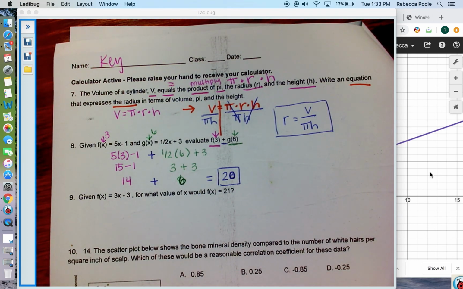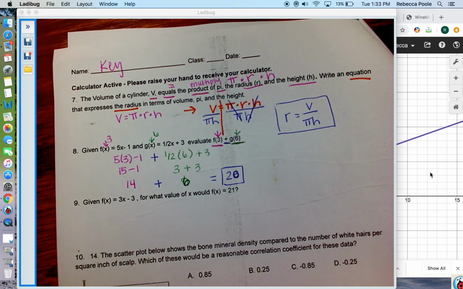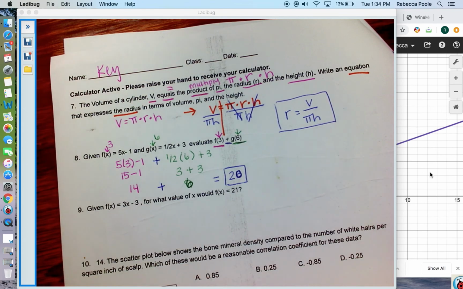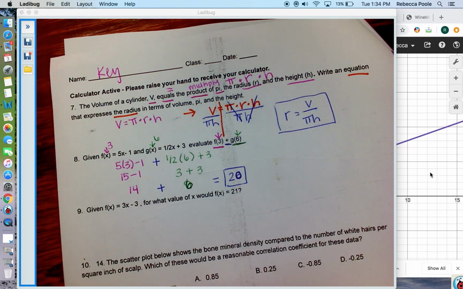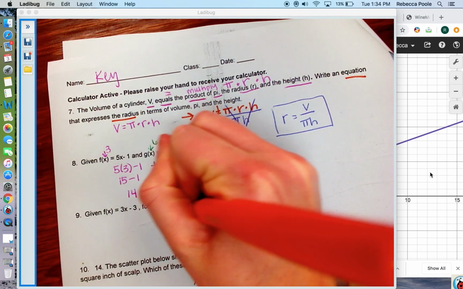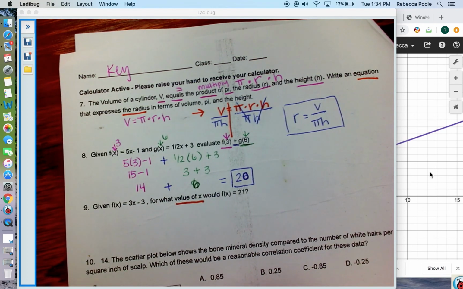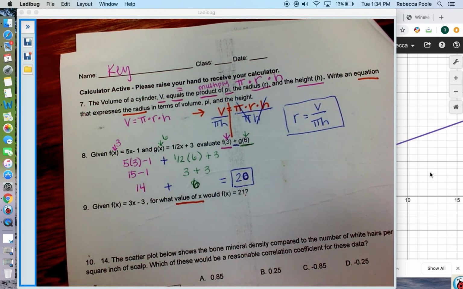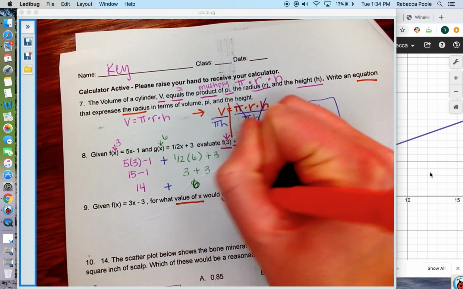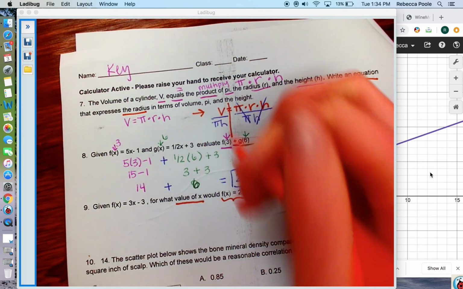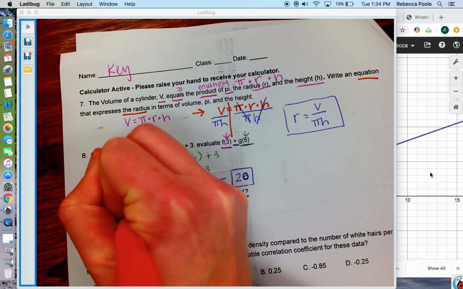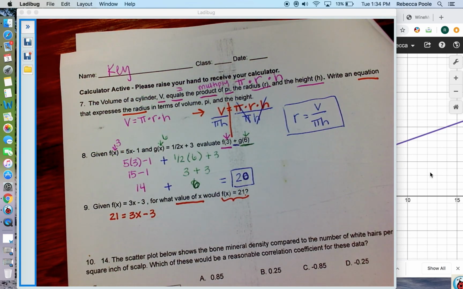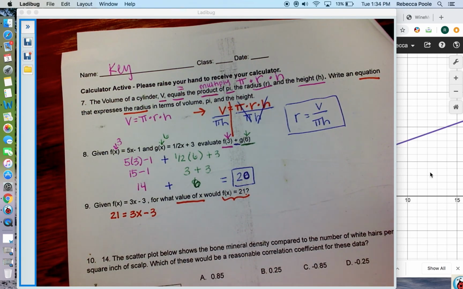Okay? Now for number 9, this one's very similar. It says given f of x equals 3x minus 3, for what value of x? So we are trying to find x. They did not give us x. Would it equal 21? Okay? So do y'all see how they're saying f of x should be 21? I'm going to go put 21 in for f of x. And I'm going to solve this equation for x because it says what value of x.